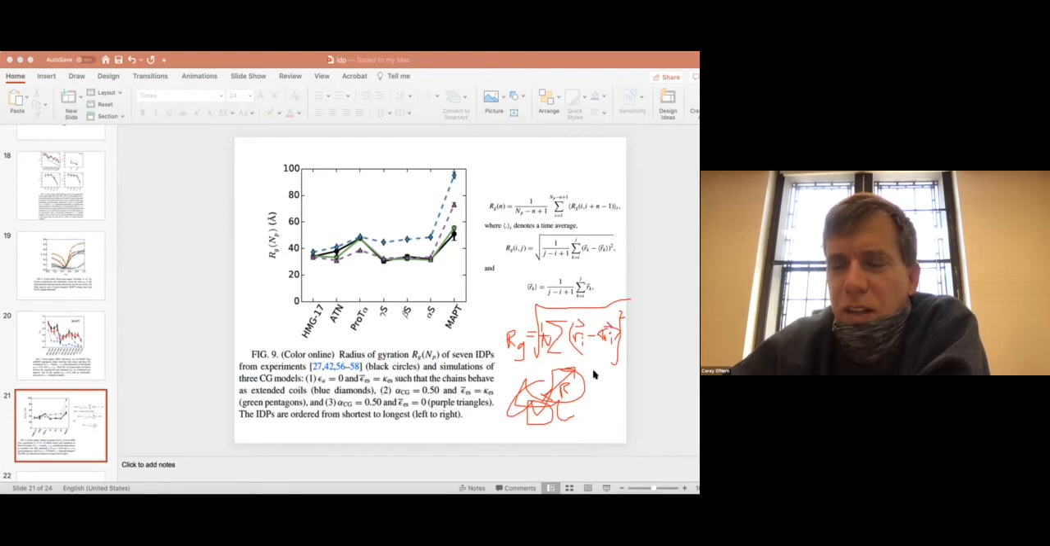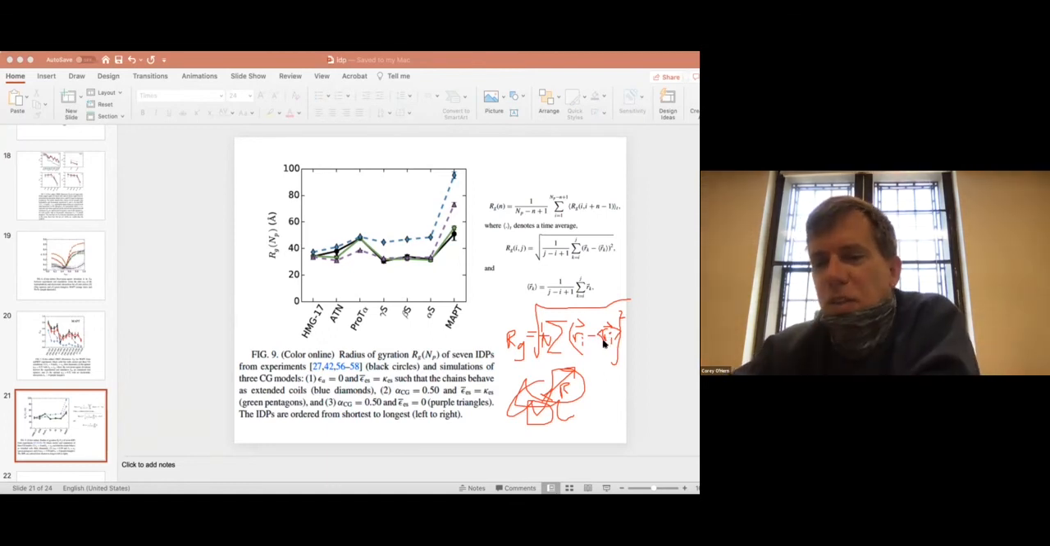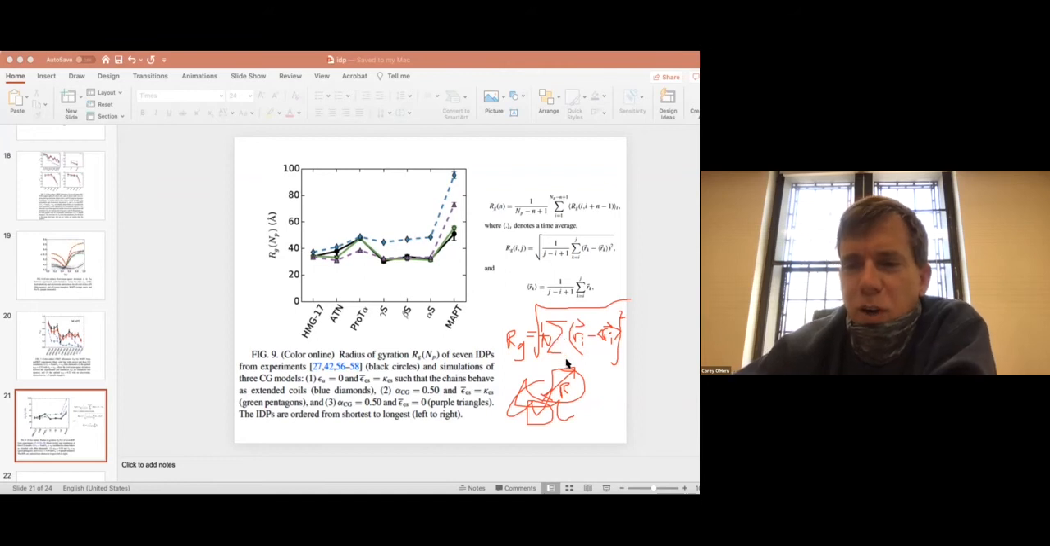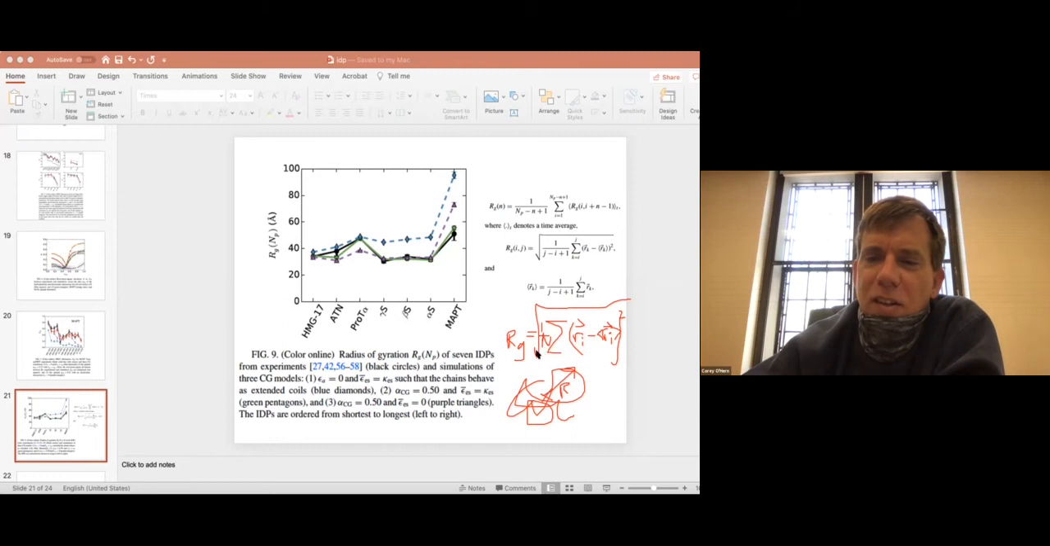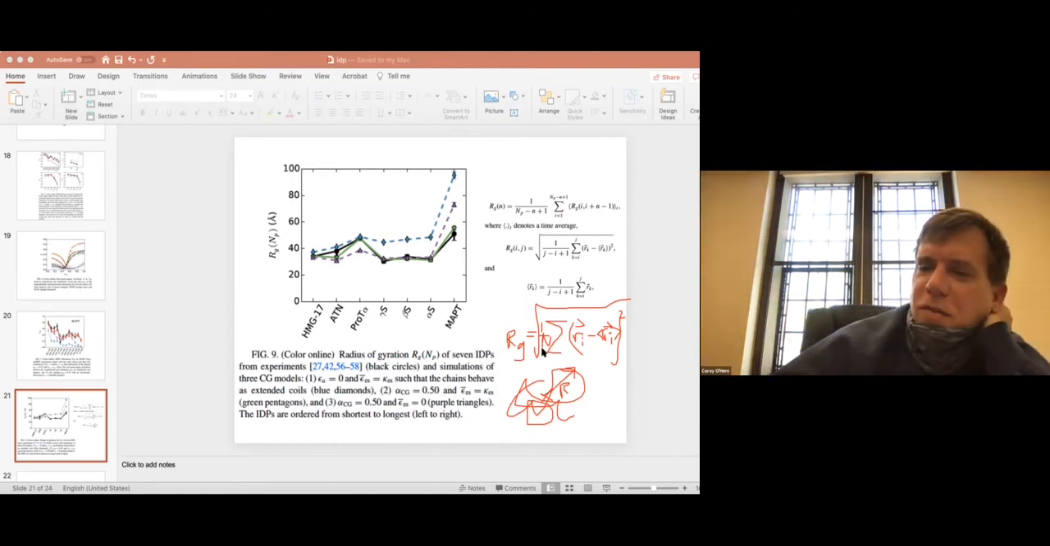You see how the position of that C alpha amino acid residue deviates from the average value, the center of mass. You square it, you sum it up over all amino acids, you divide by the number of amino acids, and then you take the square root. So it's a root mean square deviation of the structure from its center of mass. So overall, it gives you basically the size of a protein.